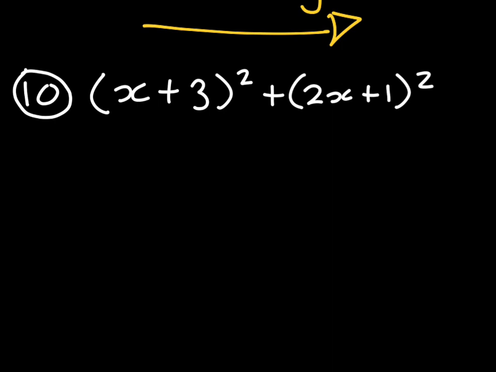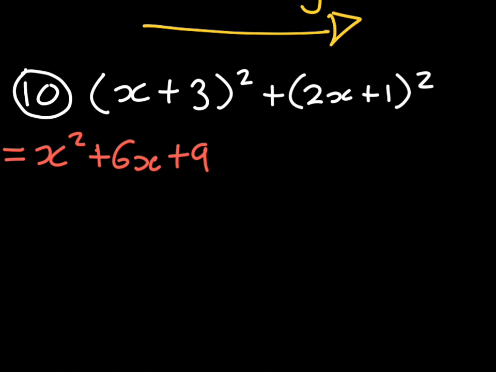So by using the trick, we are going to square the first term. So we're going to get x squared. We then are going to multiply and double. So x times 3 gives us 3x. We then double it and get plus 6x. Lastly, we need to square the last term, so we say plus 9.